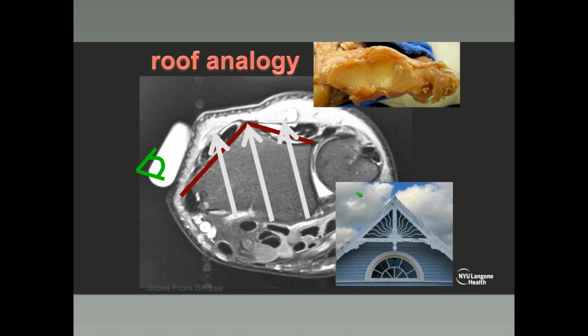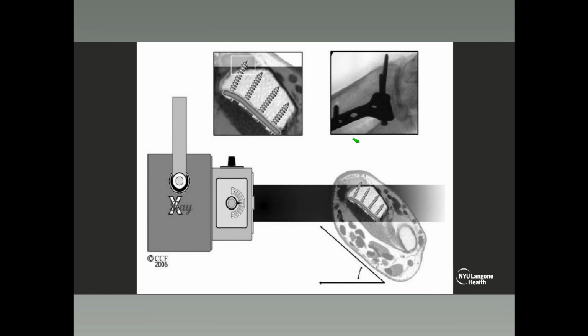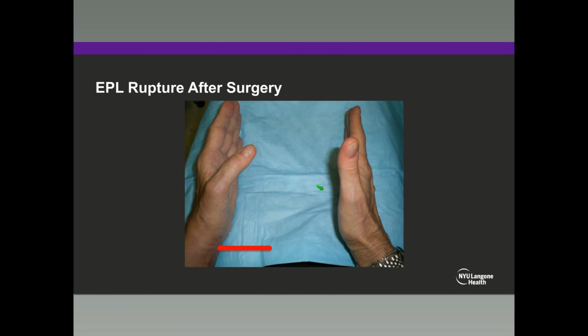And again, this is the roof analogy of the distal radius. Okay, again, looking at what your x-ray beam looks like, you're not going to be able to see it if you go right across here. It's going to look like your screw is in. What you need to do is get that oblique view, and that oblique view will be tangential to the screw and show you the most prominent part of the screw right there. Get oblique views.